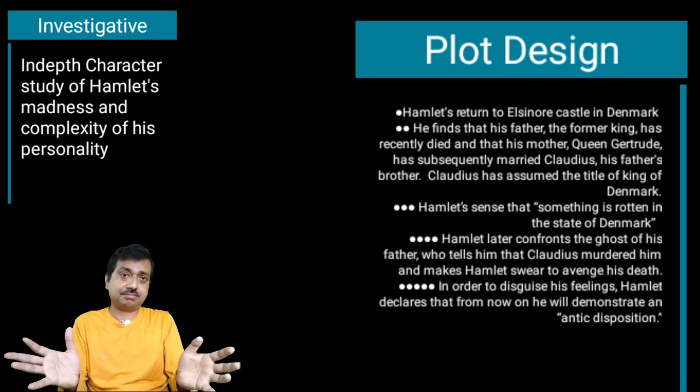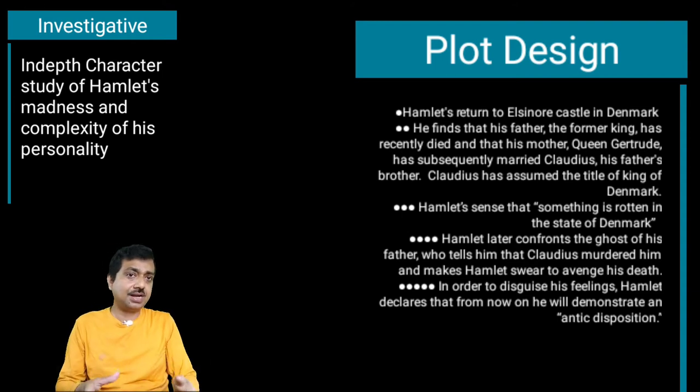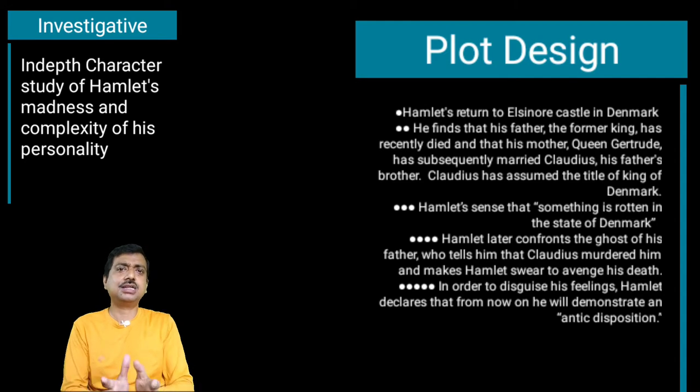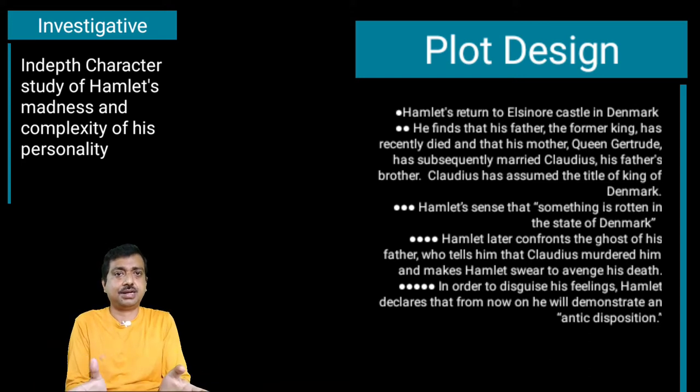Hamlet's sixth sense that something is rotten in the state of Denmark is intensified when his friend and fellow student Horatio informs him that a ghost resembling his dead father has been on the battlement of the castle. Hamlet later confronts that ghost, who tells him that Claudius, his uncle, in fact murdered Hamlet's father. This makes Hamlet infuriated, and Hamlet swears to avenge the death of his father.